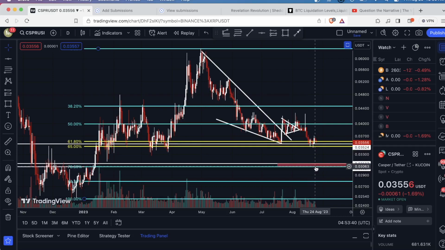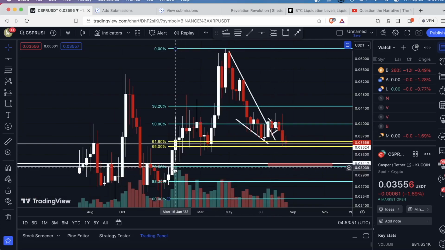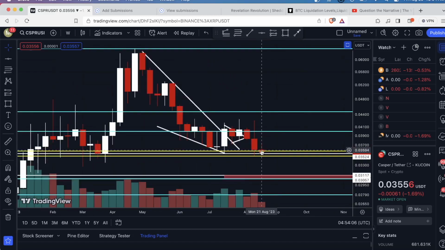Okay, if we can't do that, if we keep getting rejected here, then unfortunately, I think this is going to be the next level. 78.6, this former level of resistance. I'm looking for this area to serve as a support if we break down. Now, guys, we haven't broken down yet. We're forming a doji candle right here, and so far we're maintaining the level.